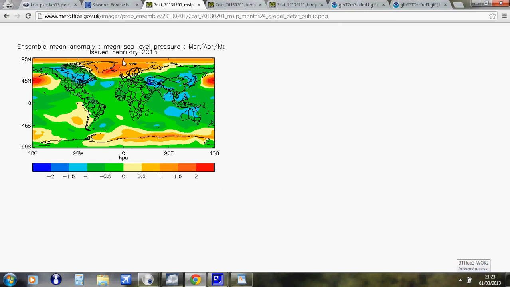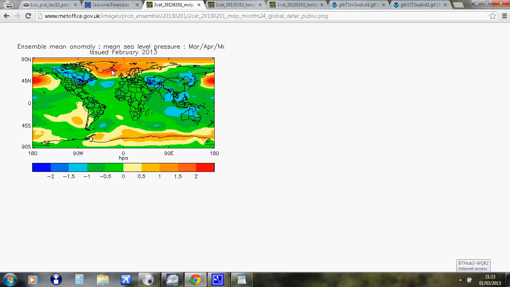And see here the oranges, the blues. The blues are to the south of the UK, with the greens as well, and also the reds and the oranges to the north of the UK. This means that blocking will be prevalent across northern parts of the United Kingdom. This is backing up the idea again. Southern parts of the United Kingdom, wet, more settled. The north of the United Kingdom is also going to be dry.